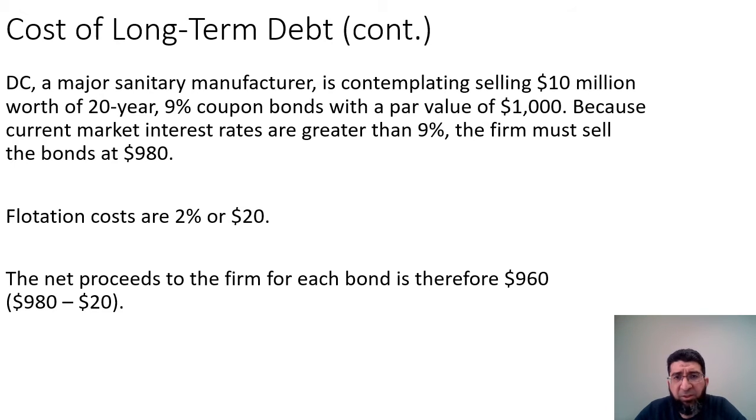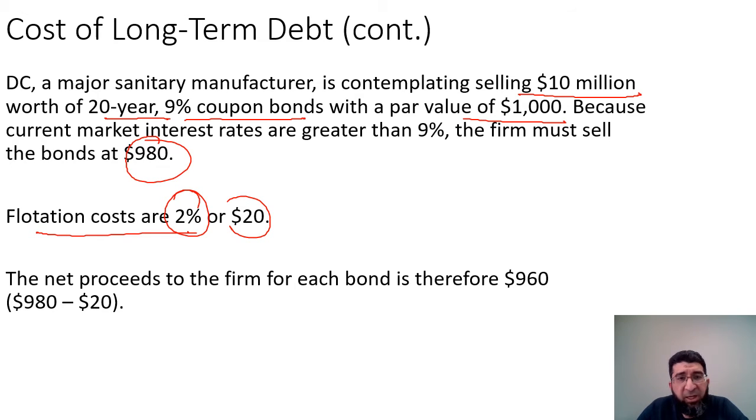DC, a major sanitary manufacturer, is contemplating selling 10 million worth of 20 years 9% coupon bonds with a par value of $1,000. Because current market interest rates are greater than 9%, the firm must sell the bond at 980. So now, if the flotation costs are 2% or $20, what is the net proceed? The net proceeds is just subtracting the cash per bond that the firm will receive minus $20. That is the flotation cost, and this is 2% of the face value of the bond.